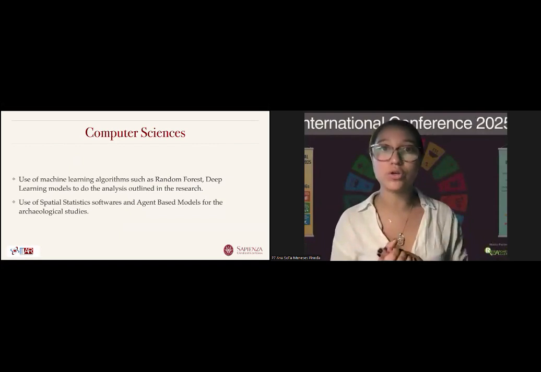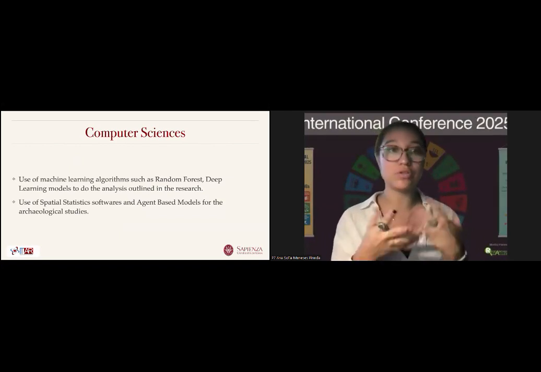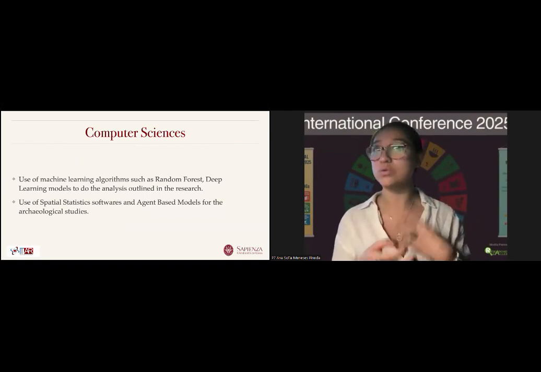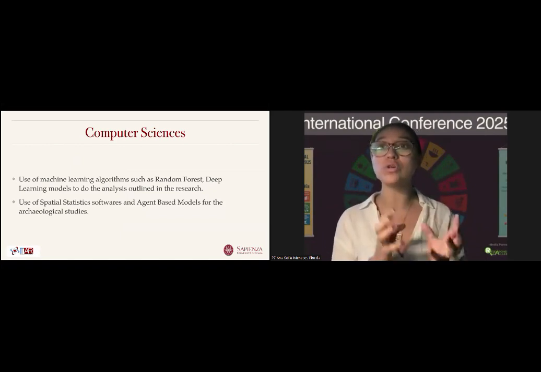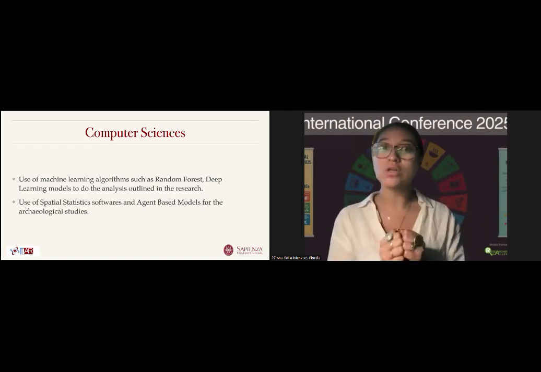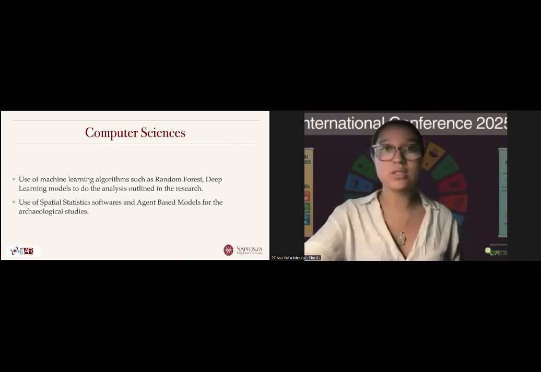As I said before, there's also computer sciences because we use machine learning algorithms such as random forest and deep learning models to do the analysis of the research I just described. Furthermore, we are also incorporating spatial statistics software such as R to understand the spatial distribution of certain elements within the landscape. But we're also keeping it very much grounded in the ancient societies. So we're doing some simulations with agent-based models in order to support archaeological studies and, of course, draw archaeological and historical interpretations from all of these studies.